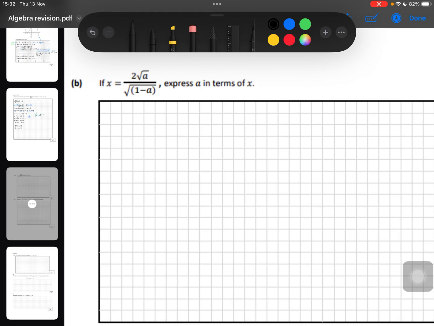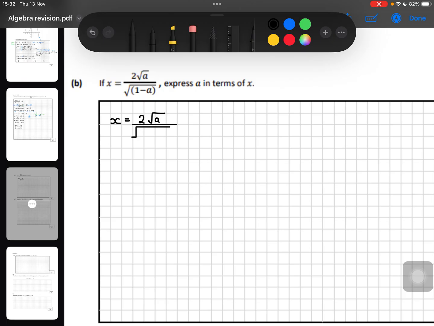Okay, lovely question here on surds. As soon as I see roots, I'm kind of thinking back to my surds. Not that it matters that much. We know how to work with square roots even before we were calling them surds.